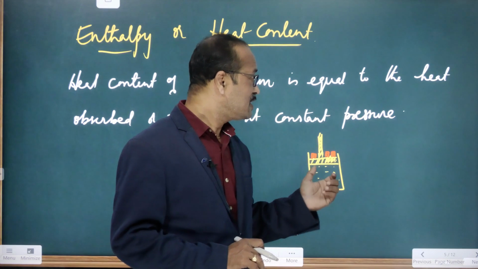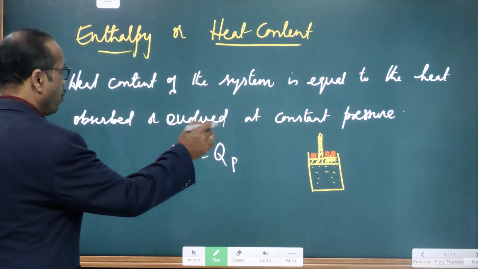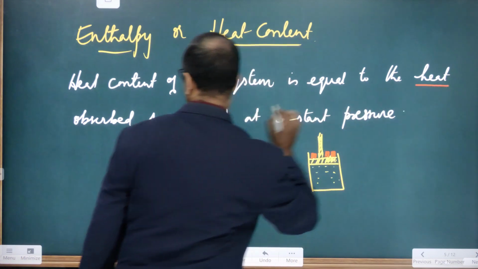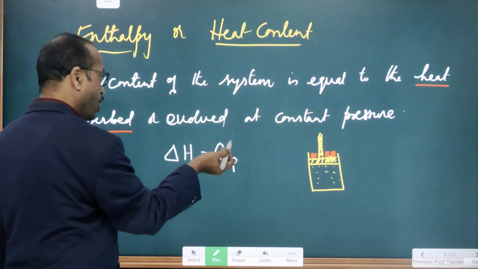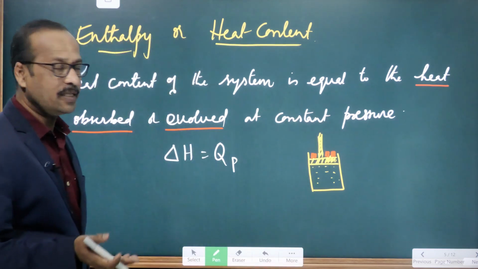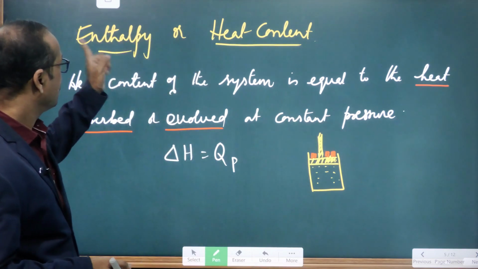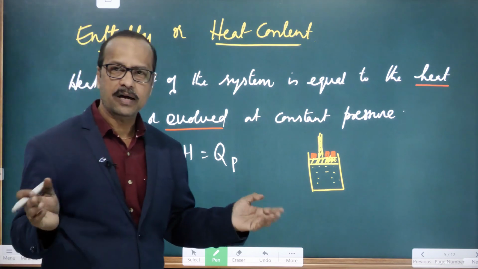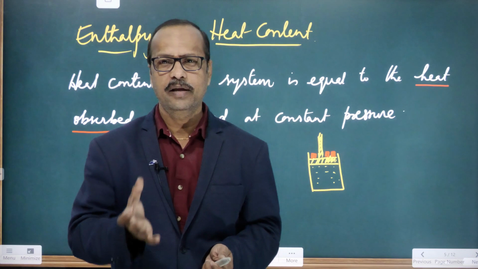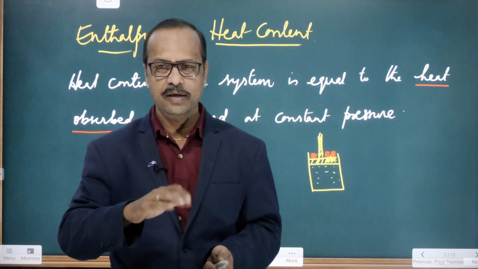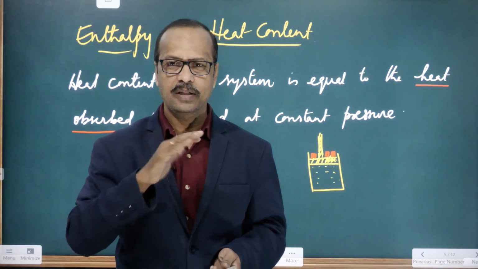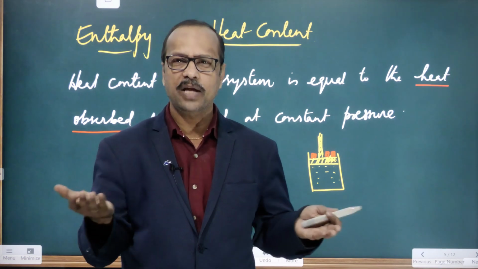Now in such conditions, what is the heat absorbed? Or what is the heat released? Evolved means released by the system. Then that is called enthalpy. Is this clear to you? In a simple way, heat is absorbing or heat is releasing. So the amount of heat absorbed, the amount of heat liberated, that is called enthalpy.